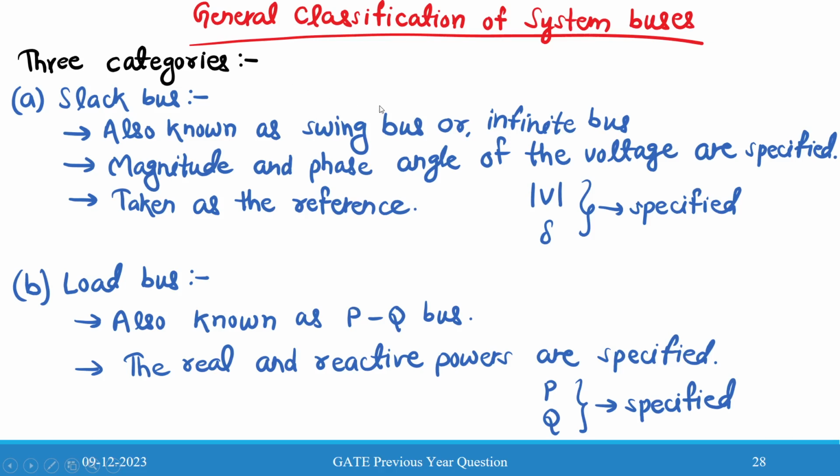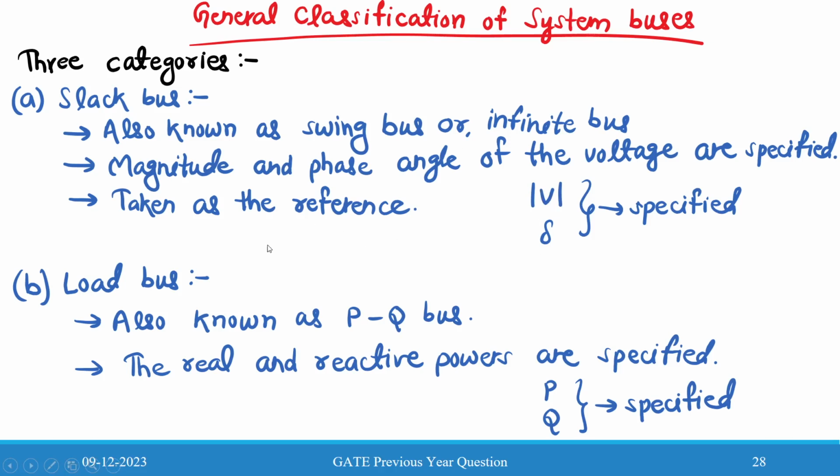Now let us see the general classification of system buses. Generally we classify our power system buses into three types: slack bus, load bus, and generator bus. The slack bus we take as either the swing bus or infinite bus, and here the magnitude and phase angle of the voltage are specified. We generally take it as reference, and in per unit we assume the voltage magnitude as 1 and delta as 0.